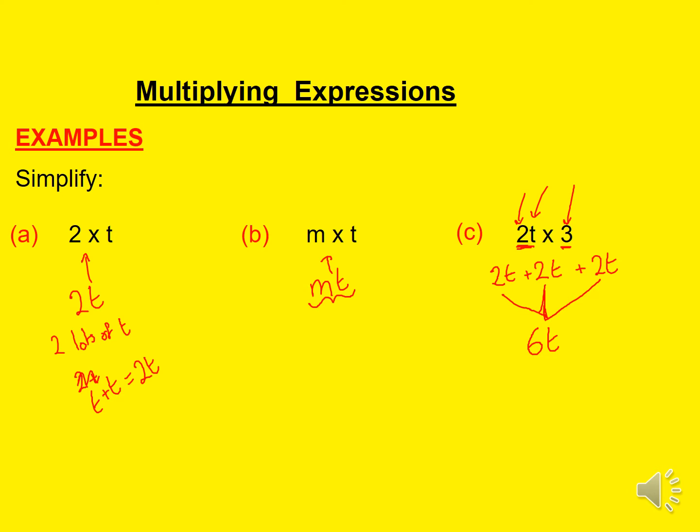So really what we've got here is 2 times t, so that's 2t, and then we're timesing by 3 from here. So what we're really doing is changing the order that we're doing it round by. So we're doing 2 times 3 and then times t. So we can do the 2 times 3, which is 6, and then times by t, which is 6t. So the key part of this is that we're multiplying the numbers and then the letters. So we're changing the order to make it easier to do.